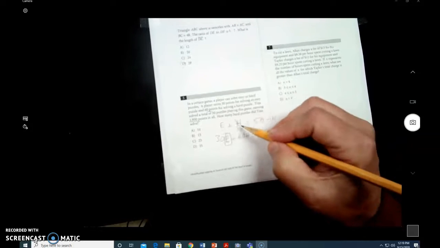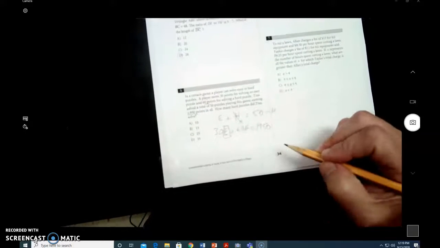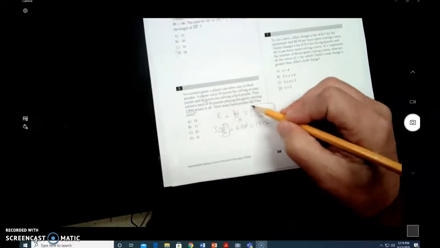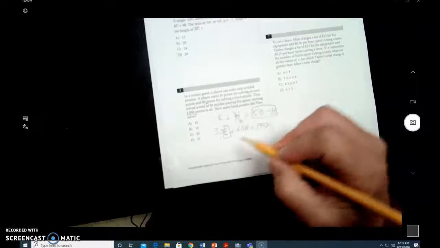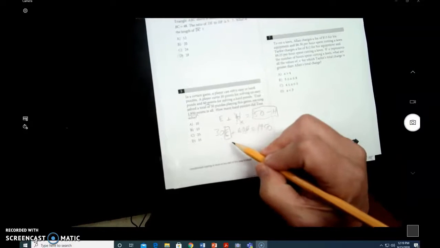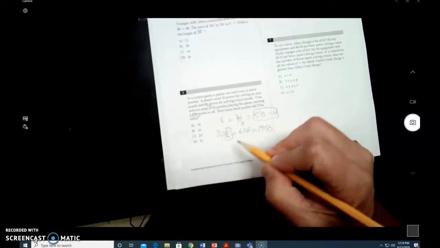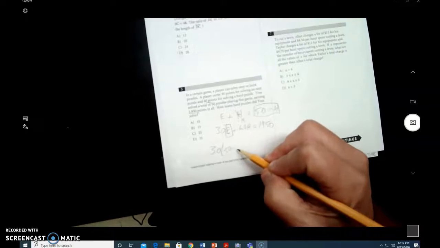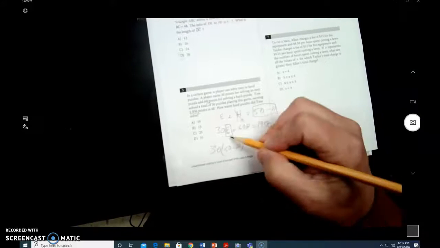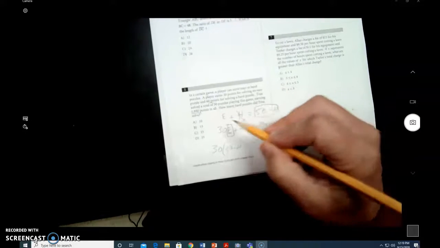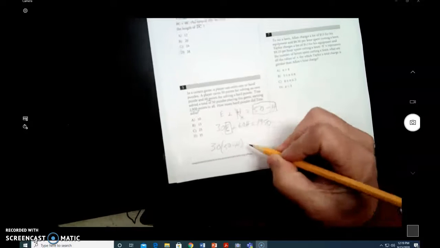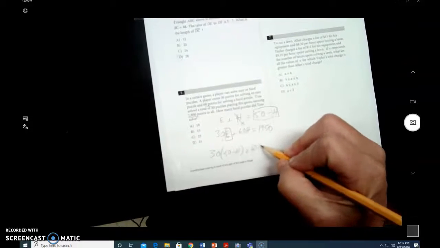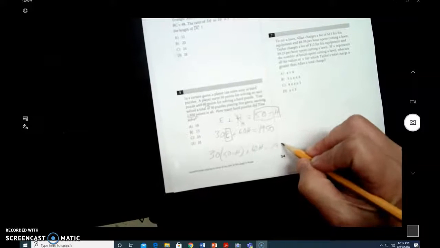When it's easy to get a variable by itself, we substitute. So since E is 50 minus H, we can make that E 50 minus H. So instead of 30E plus 60H, we're going to say 30 times 50 minus H. See, we change that E to that because E is that. So 30 times 50 minus H plus 60H equals 1,950.